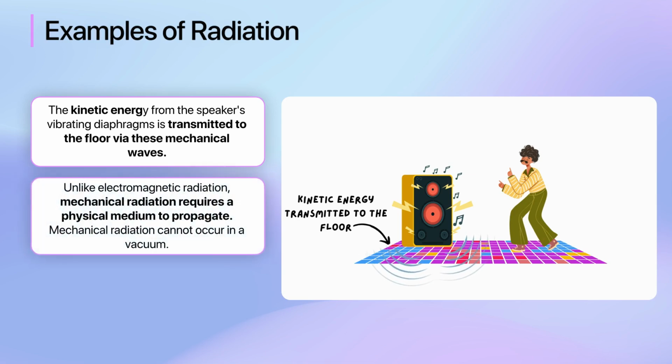Unlike electromagnetic radiation, such as light or radio waves, mechanical radiation requires a physical medium to propagate. Mechanical radiation cannot occur in a vacuum.